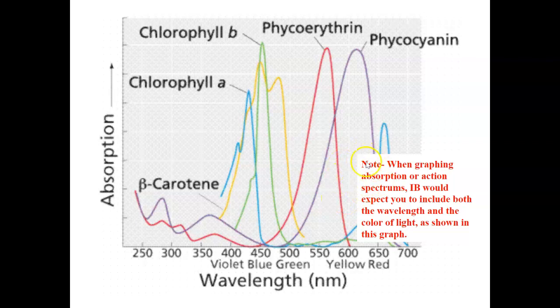Here's a note that you do need to make note of. IB wants, when you graph action or absorption spectrums, that you graph both the wavelength and the color of light on the x-axis scale. So notice that we do still have our wavelength scale evenly distributed, and then the colors are listed below each of the different areas of the visible spectrum. This is because we do mostly associate colors with visible light. However, it's the actual wavelength that is being absorbed. And this is the only graph on the notes that does show both on the x-axis.